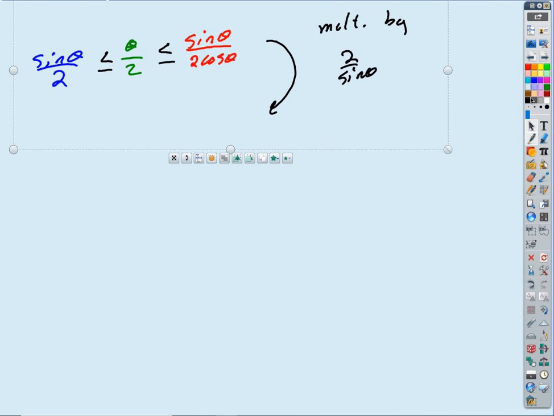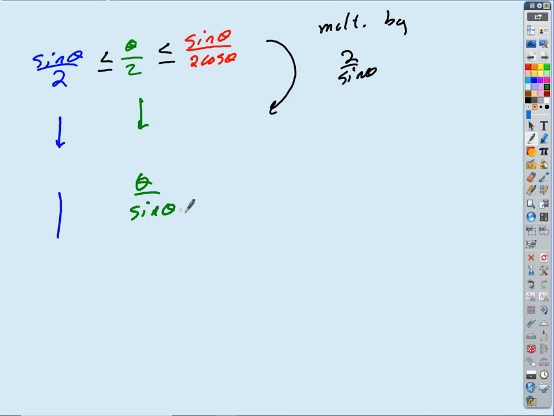Okay, so what's that going to give me? If I multiply everything by 2 over sine theta, the first fraction becomes 1. What's this one going to become? Theta over sine theta, okay? And what's this one going to become? 1 over cosine theta. And this relationship holds because I multiplied by something positive, right?